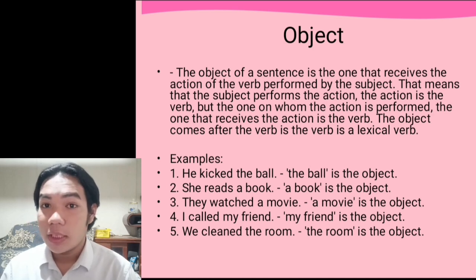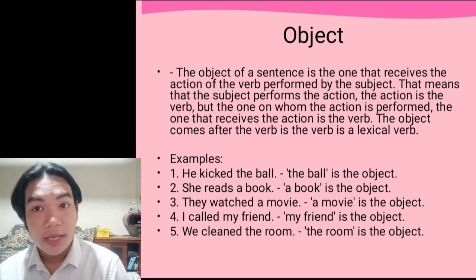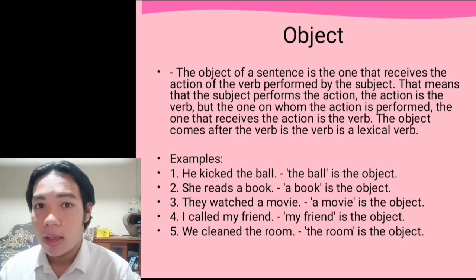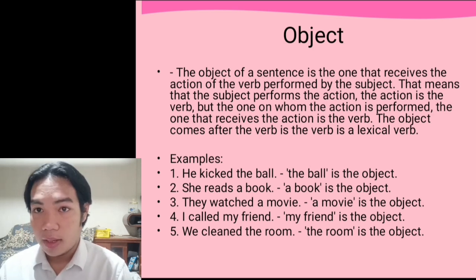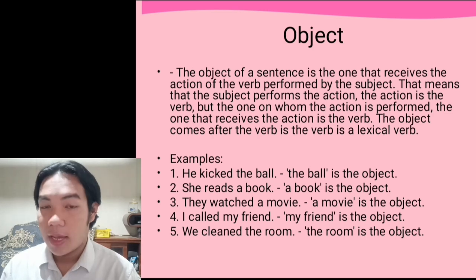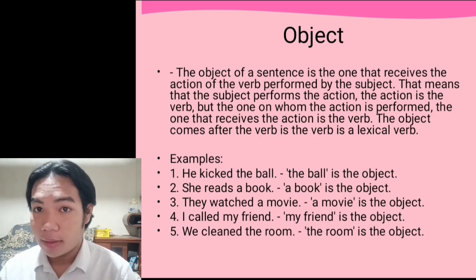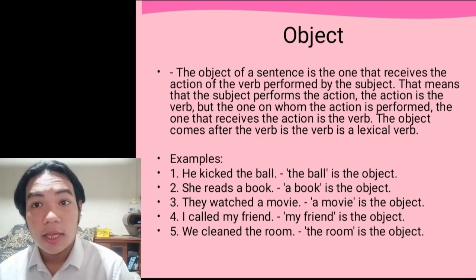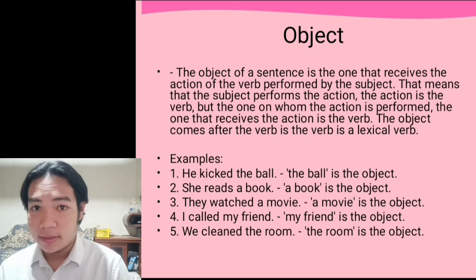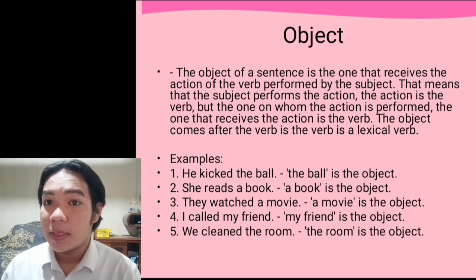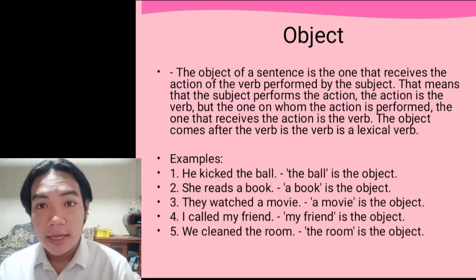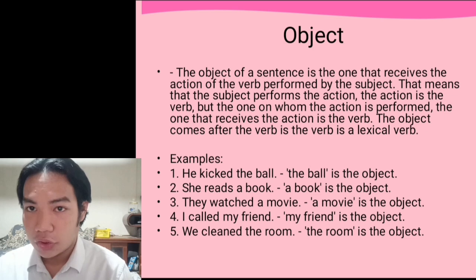And next, she reads a book. So a book is the object and reads is the action. They watch a movie. A movie is the object and watch is the action. I called my friend. My friend is the object and called is the action in this sentence. So, we cleaned the room. The room is the object and cleaned in this sentence is the action.